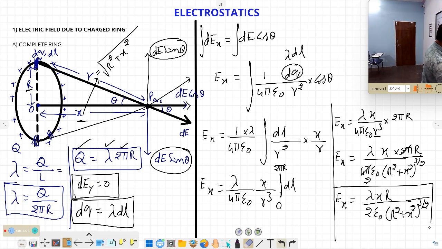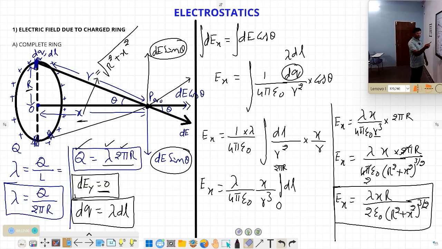This is the expression for the electric field along the x-axis due to this charged ring. But what is the electric field due to this charged ring along the y-axis? Already we have done that, Ey equals 0. So the electric field is only along the x-axis, lambda x r by 2 epsilon naught into r square plus x square whole power 3 by 2. And lambda can be replaced again with q by L, that is q by lambda into 2 pi r, and based on that you can replace it here.